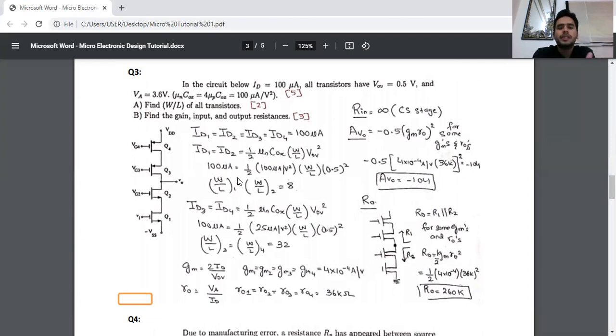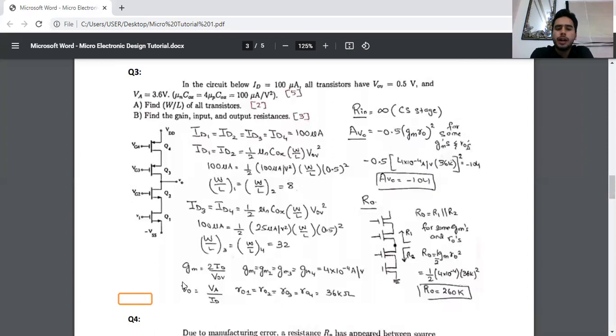Next we have to find the gain, the input, and the output resistances. As you all know, as the drain current is constant and the V overdrive is constant, the GM would be constant as well. So GM equals 2ID over VGS minus VTH. So GM1 equals 2 into 100 microamps divided by V overdrive, that is 0.5. It comes out to be 4 into 10 power minus 4 amperes per volt.